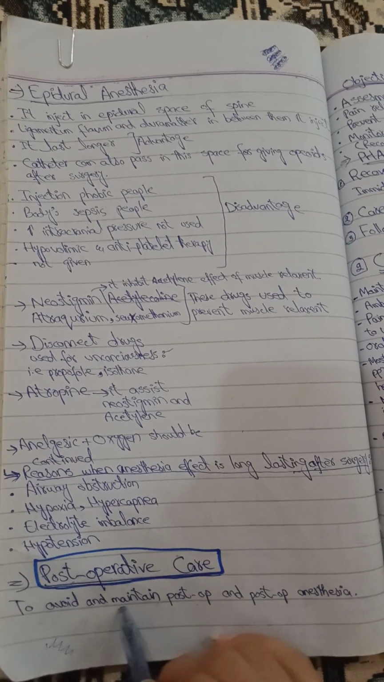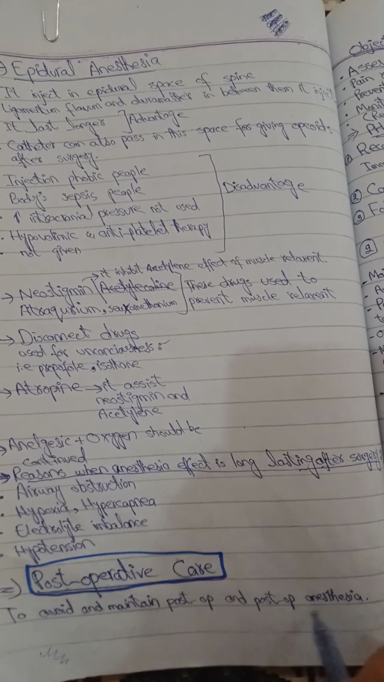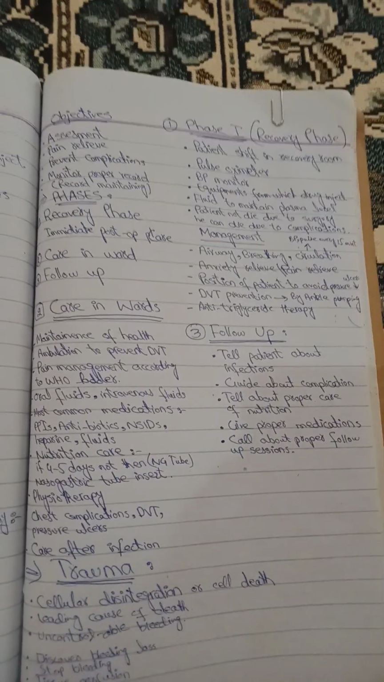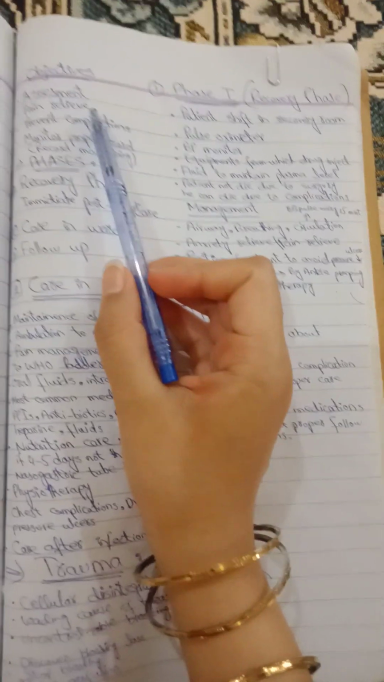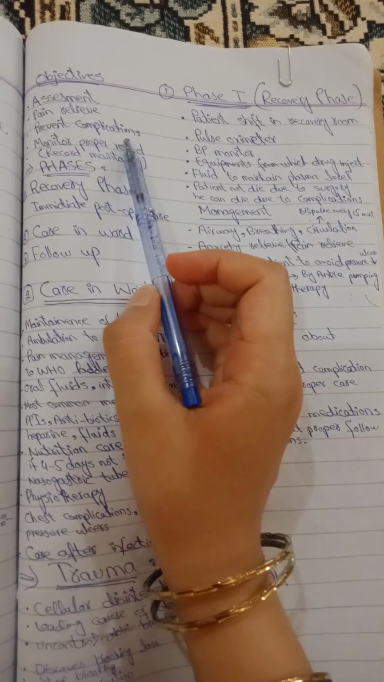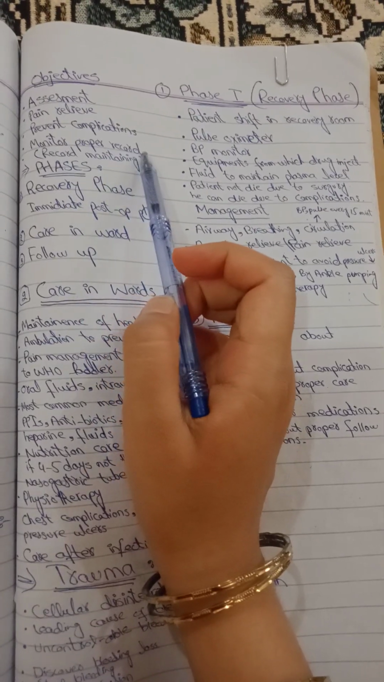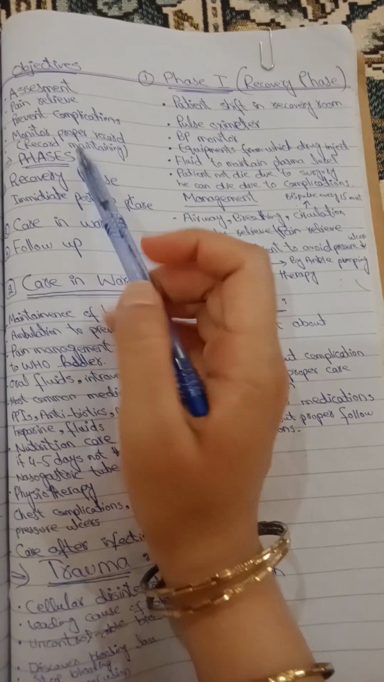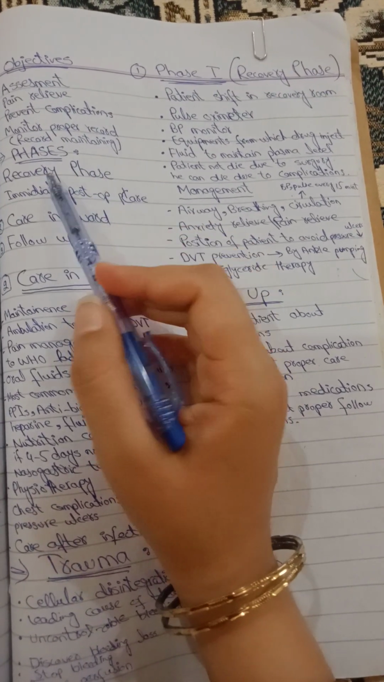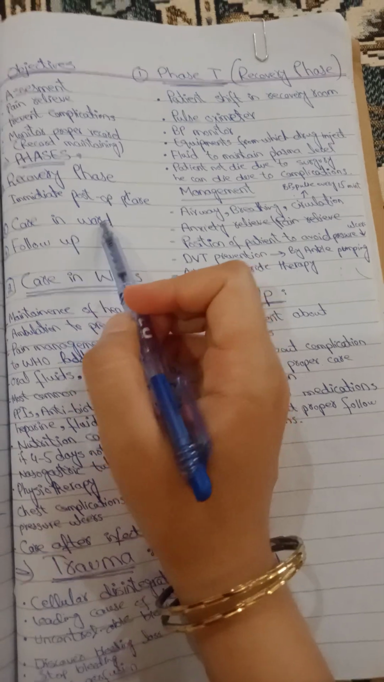Post-operative care. To avoid and maintain post-operative anesthesia care is very important. Objectives include assessment, pain relief, prevent complication, monitor, proper record maintaining. Phases of recovery include recovery phase, immediate or post-op care, in-ward care and follow-up.